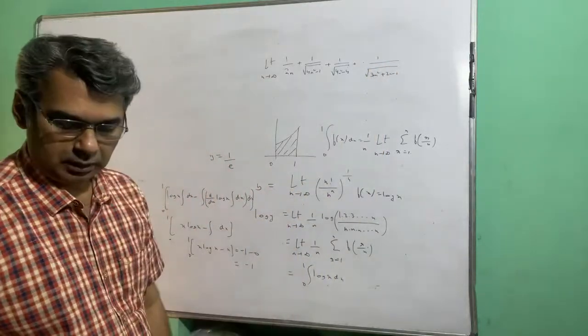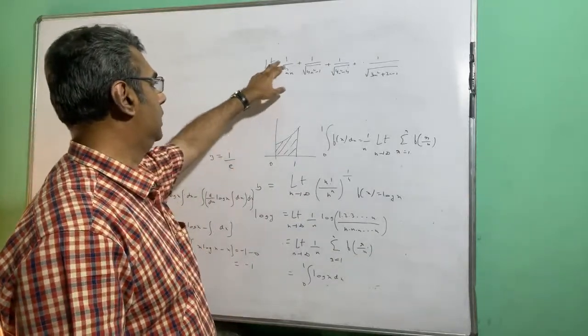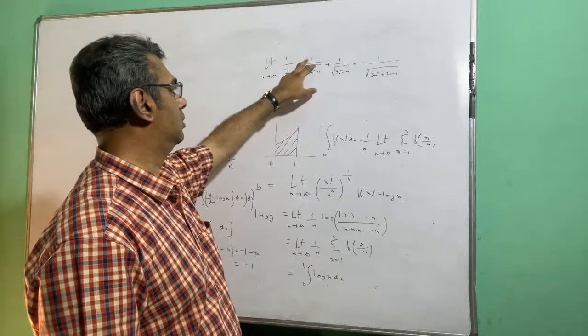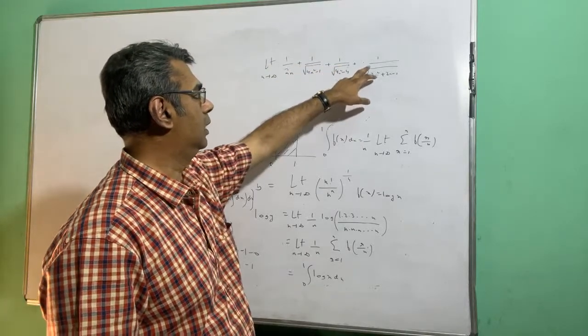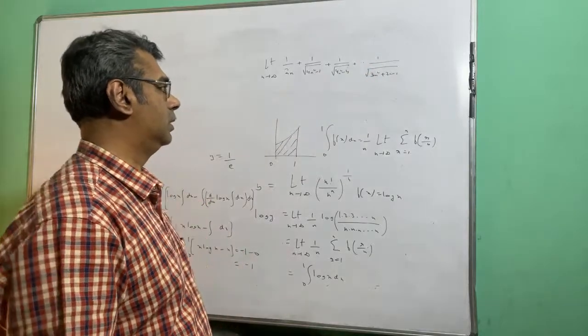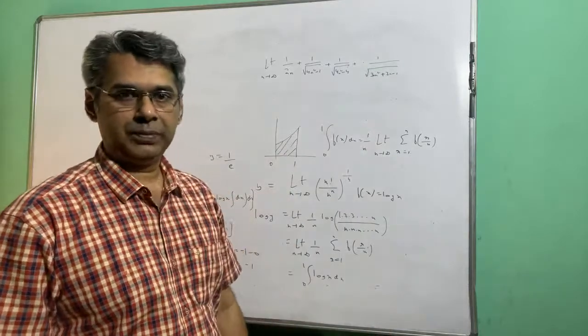Okay, now let's have a look at this question. Find limit n tends to infinity 1 by 2n plus 1 by root over 4n square minus 1 plus 1 by root over 4n square minus 4, and last is 1 by root over 3n square plus 2n minus 1. You will have to find this limit. That is the question.